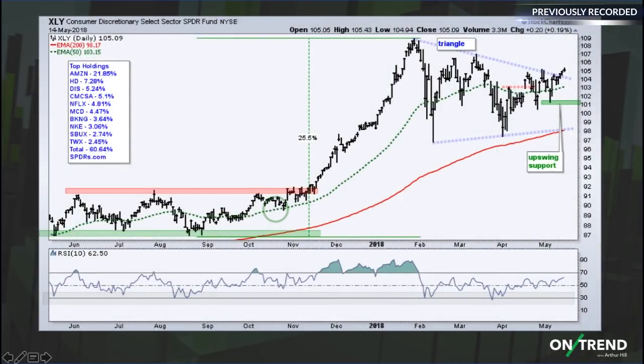We look at consumer discretionary. Now, as I said, this one's split. What's helping consumer discretionary? Well, there it is at the top: Amazon, 21.85% of the ETF. So it's the biggest stock by far, one-fifth of the ETF. But still, it's a bullish pattern.